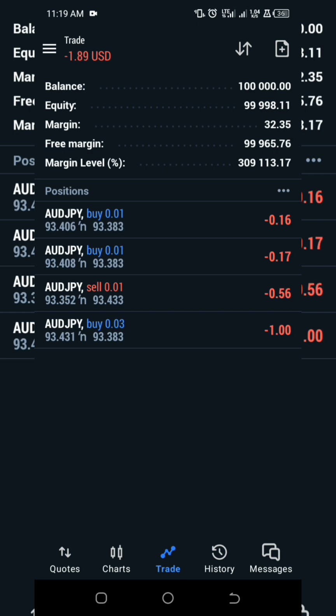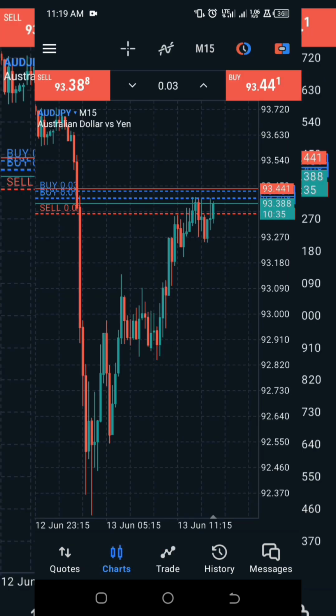So you see that the account balance has been reduced, right? Now this account balance is minus this, 0.03, and it is going. We are losing $1. So let's go back to the chart again. This is a demo account, so you can be playing with it.